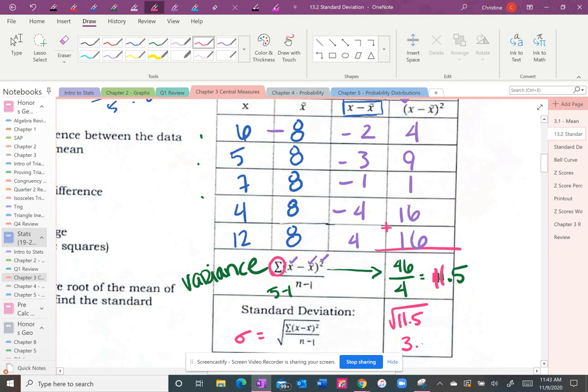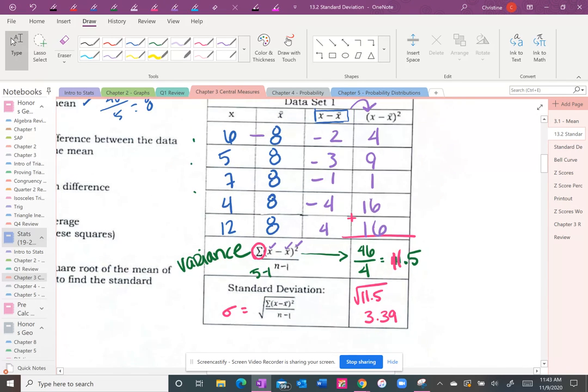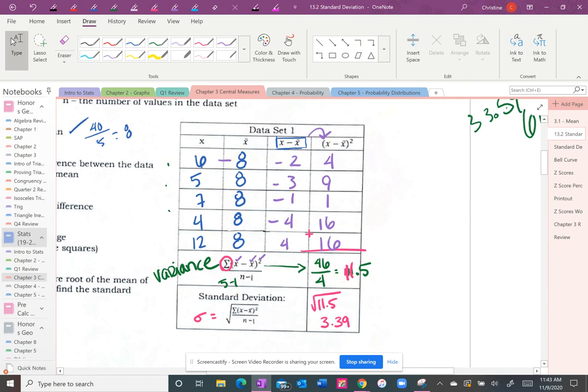3.39. Now, obviously, I know that we cannot have partial students in this class. That's okay for right now. We're going to just leave it alone.